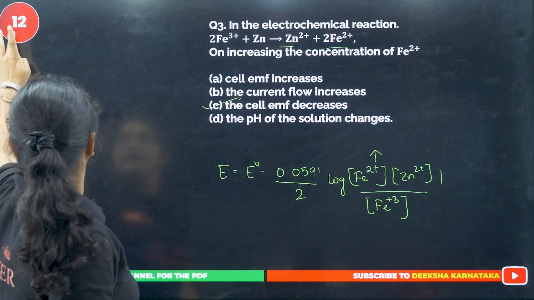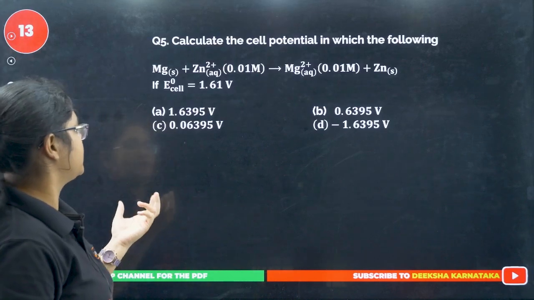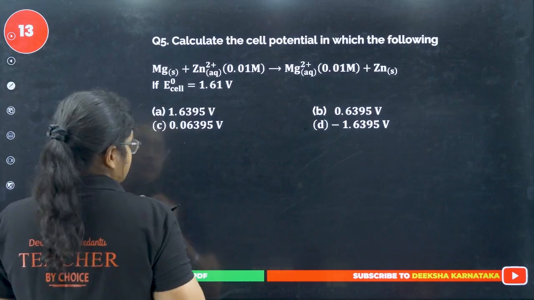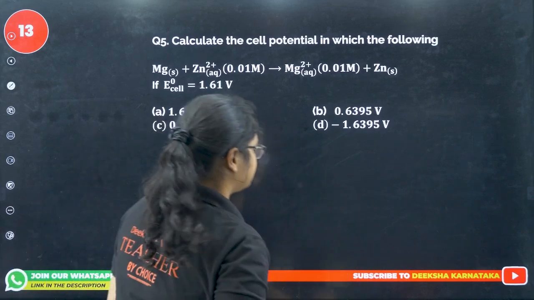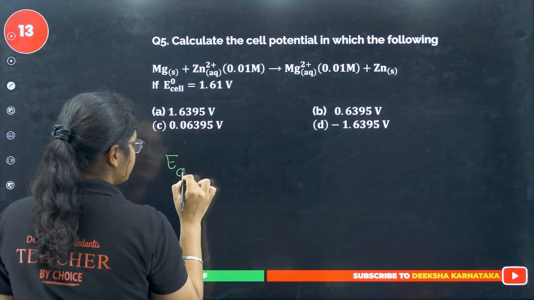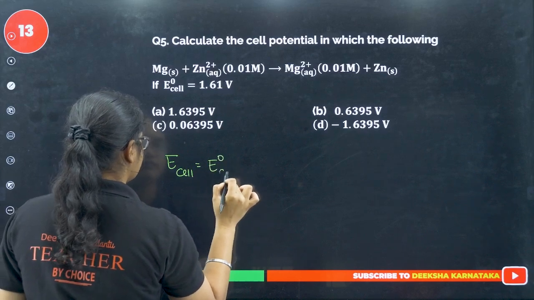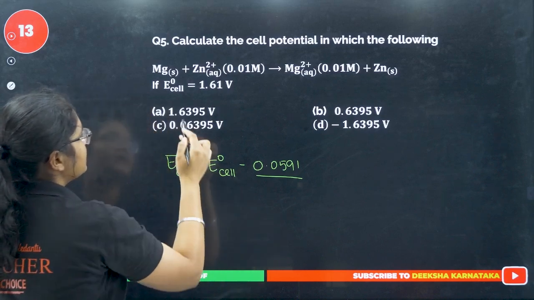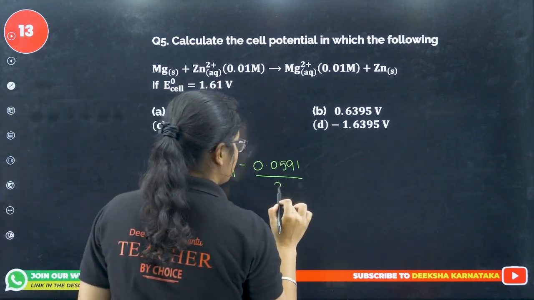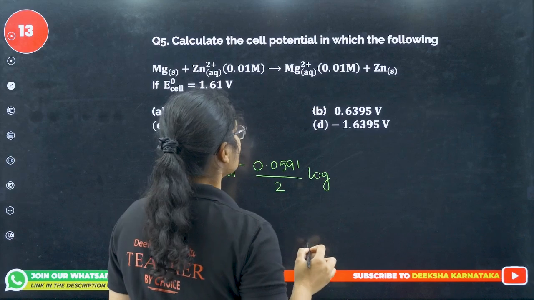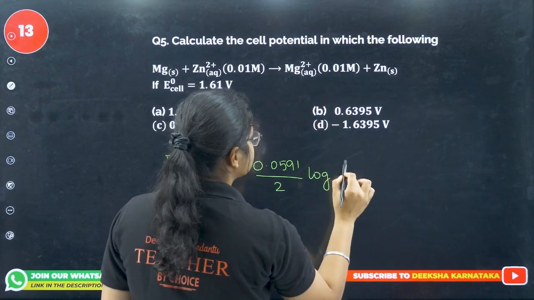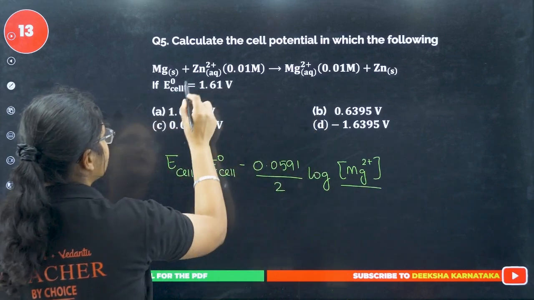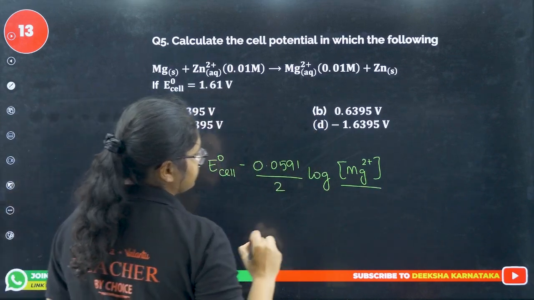Clear? Next, we'll see calculate the cell potential. So this is a proper Nernst equation question. Let's first write down the equation. E of the cell equal to E naught of the cell minus 0.0591 by n. Again here I can see two electrons are there, log of the product ion, that is Mg2+, divided by the reactant concentration, that is Zn2+.